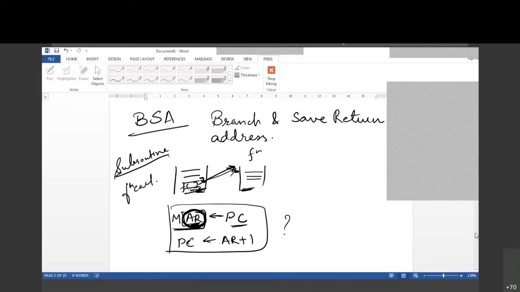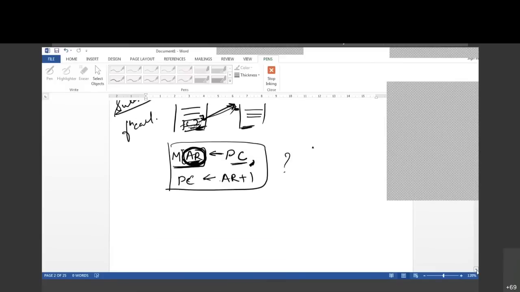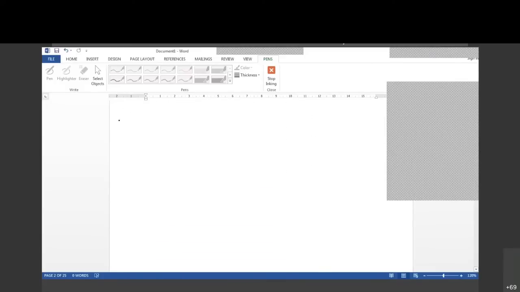Okay. Anyone else who would like to try to explain? These are the steps. MAR and PC are on the same timing signal, yes. Anyone who would like to explain? No one?